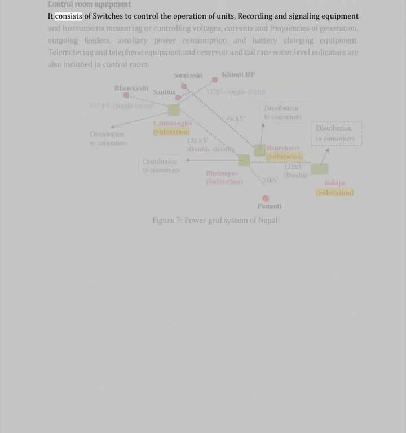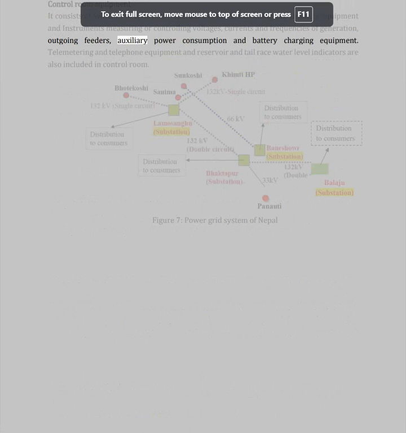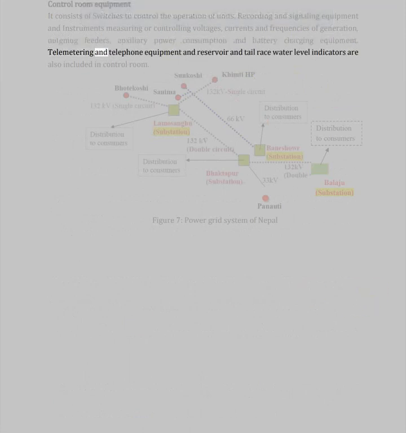Control room equipment. It consists of switches to control the operation of units, recording and signaling equipment, and instruments measuring or controlling voltages, currents and frequencies of generation, outgoing feeders, auxiliary power consumption and battery charging equipment. Telemetering and telephone equipment and reservoir and tail race water level indicators are also included in the control room.